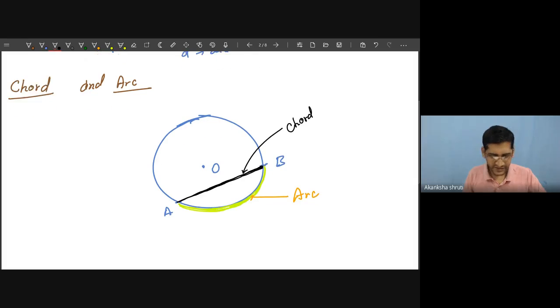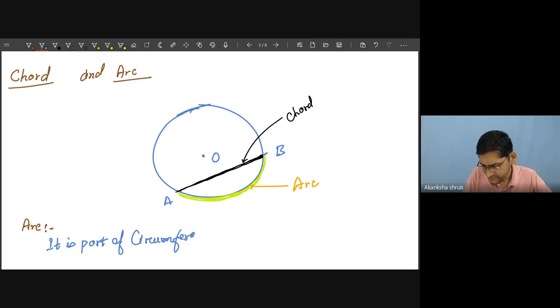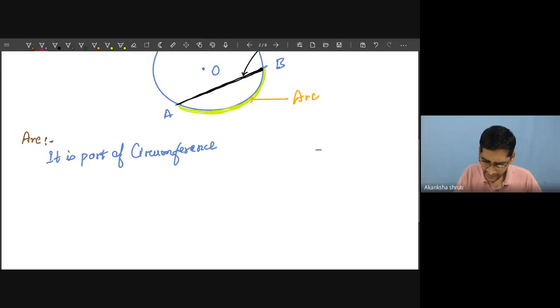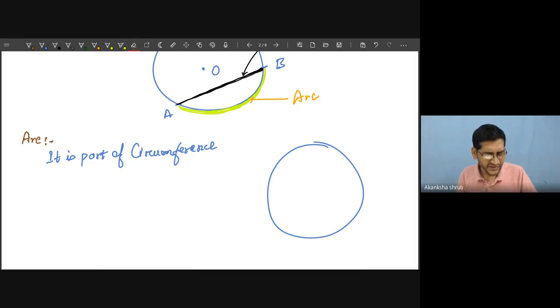So let us write the arc. Arc is what? It is part of the circumference. It's so simple. It is part of circumference. Let me draw one more figure. Consider a circle with center O. Let us take one point as A, another point as B. Then moving along this boundary, this is the arc.